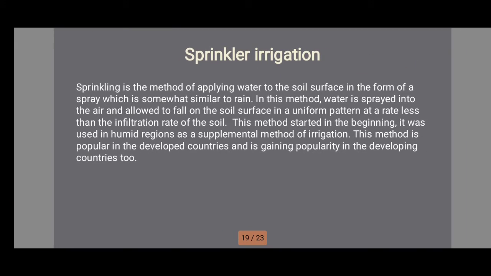Next is the sprinkler irrigation system. Sprinkling is the method of applying water to the soil surface in the form of spray which is somewhat similar to rain. In this method water is sprayed into the air and allowed to fall on the soil surface in a uniform pattern at a rate less than the infiltration rate of the soil. This method started in the beginning as a supplemental method of irrigation in humid regions. This method is popular in developed countries and gaining popularity in developing countries too.